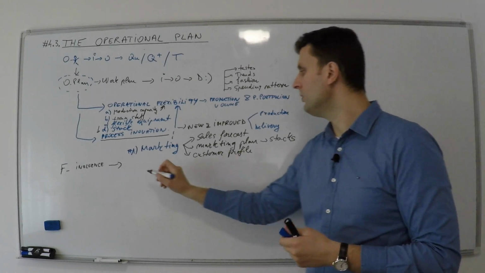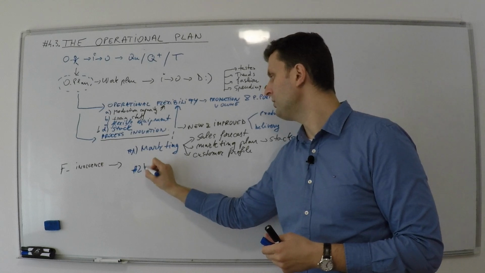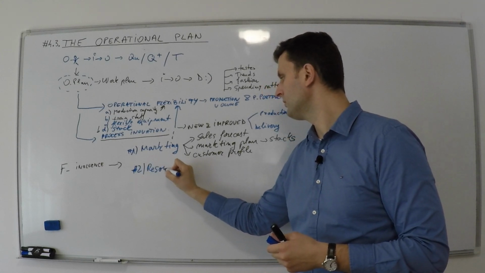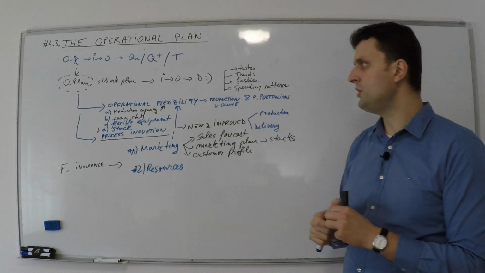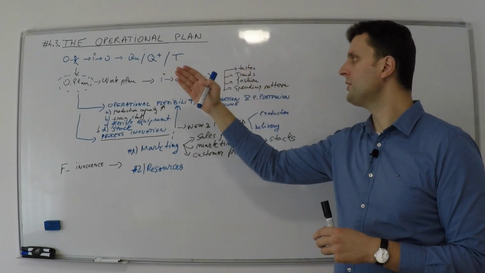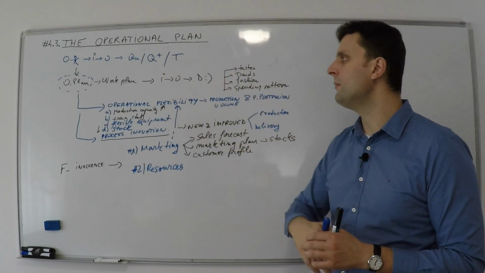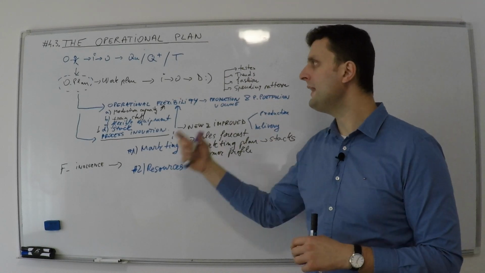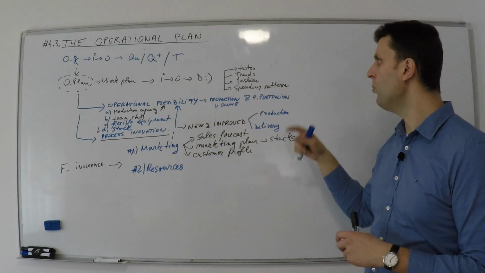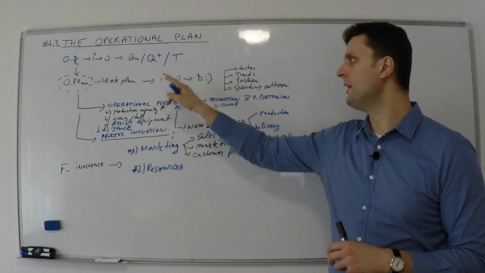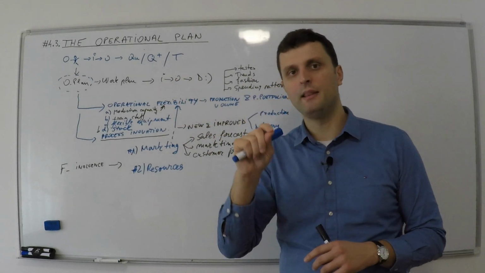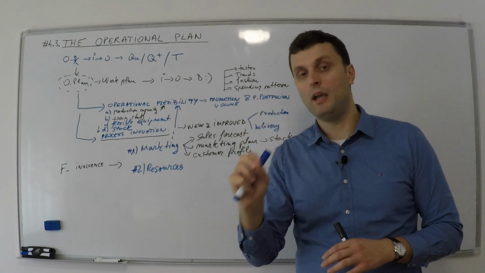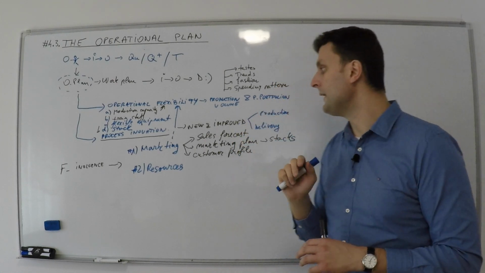The second one has to do with resources. Okay? And by resources, you can dream a lot as an operational manager and you can build an amazing operational plan, but without the necessary resources, you will not be able to transform input into output in a way that will satisfy the demand at the targets that you have set for yourself initially.